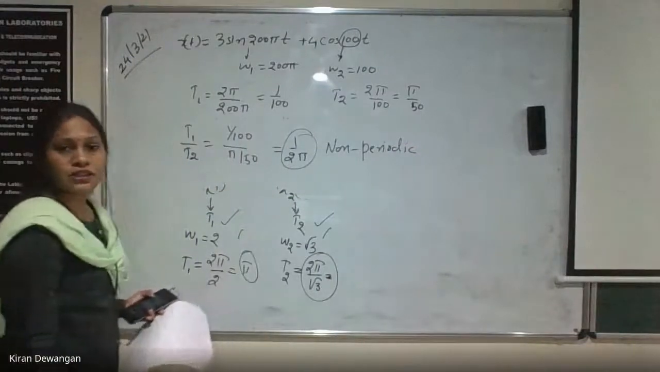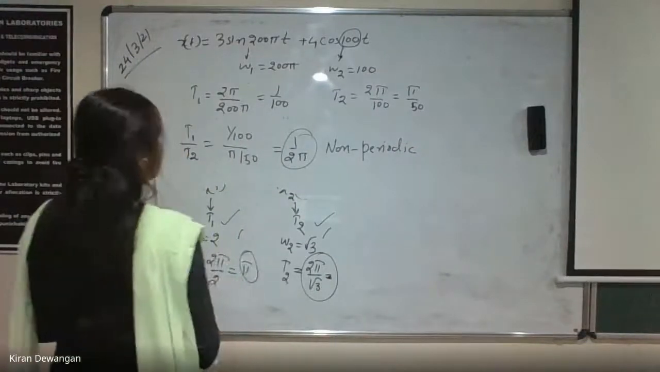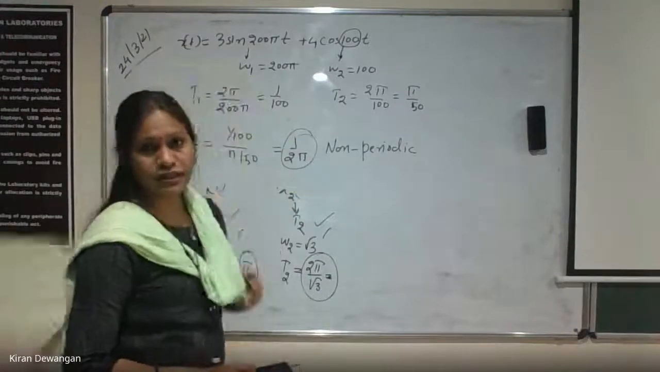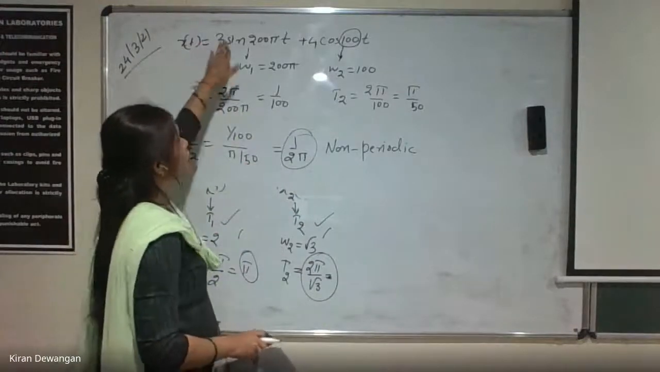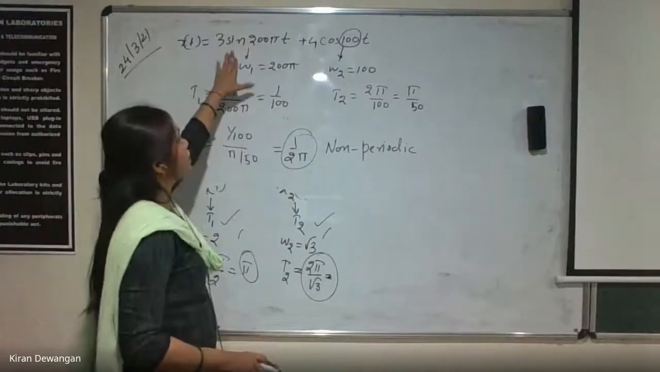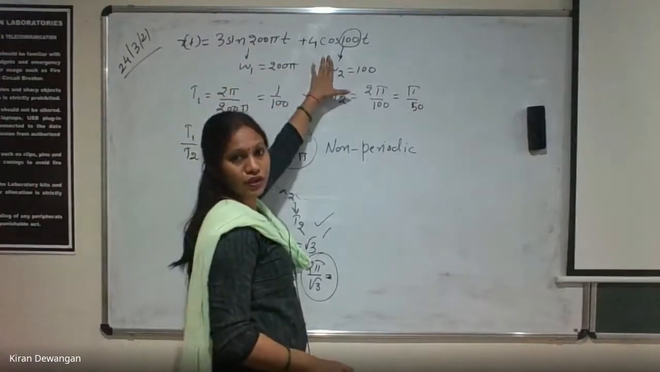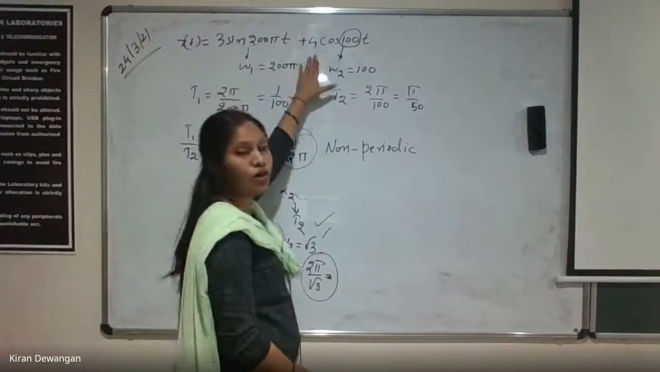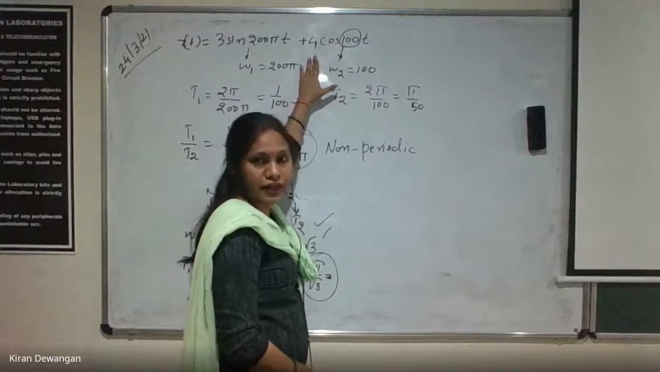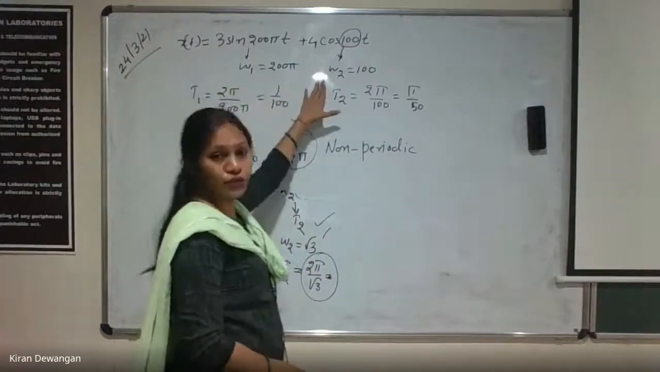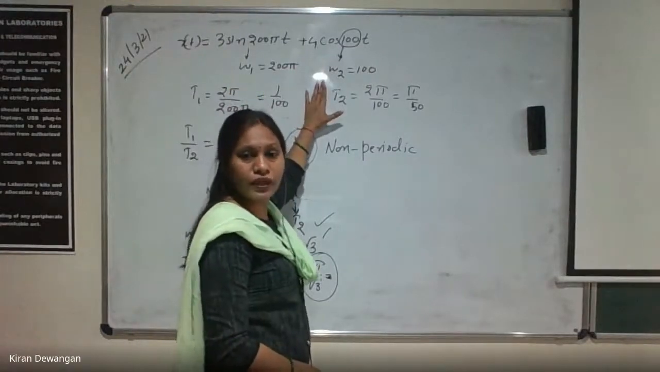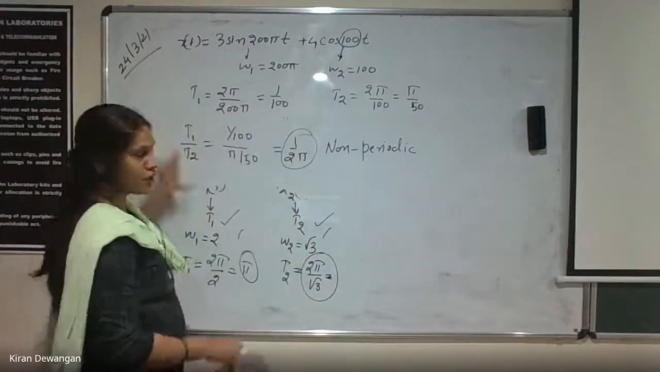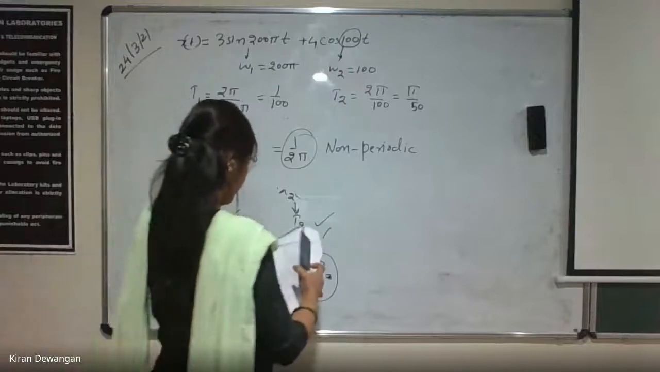Okay? So this is how we can calculate the periodicity. We can find the periodicity of the sum of two periodic signals. Individually both are periodic. This one is periodic and this one is also periodic, because we already know that sine is periodic in nature, and cos is also periodic in nature. But if we take the sum of the two, it's not compulsory that it is always going to be periodic. Okay? It depends on the ratio. Now let us check with another question.